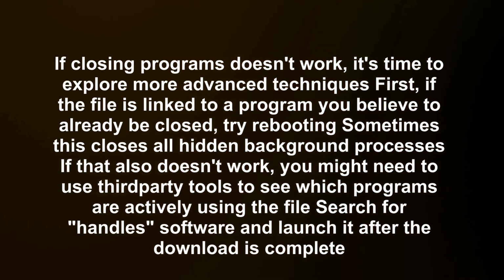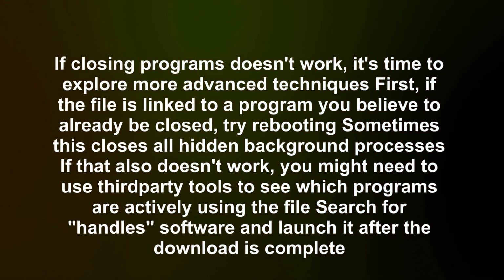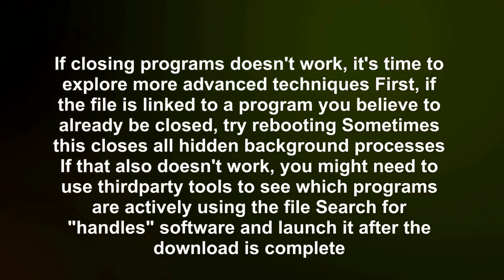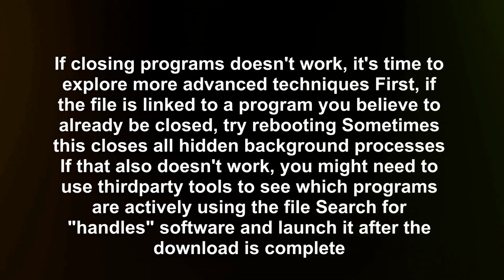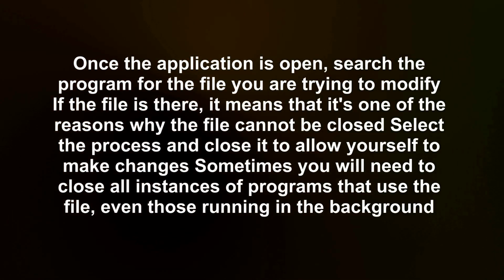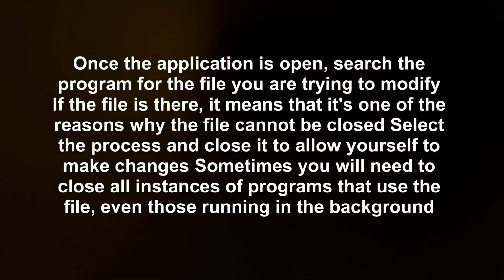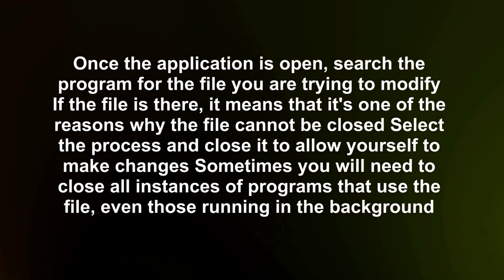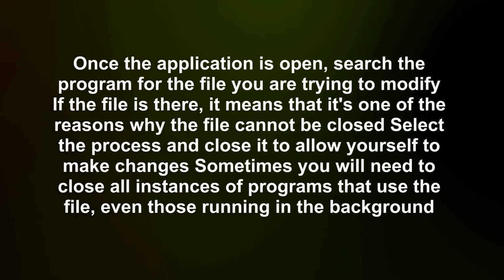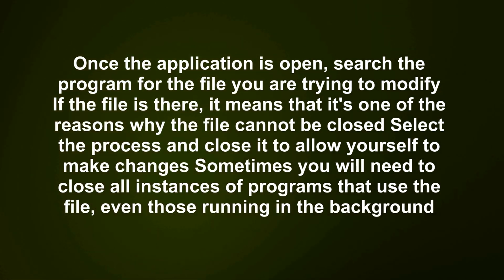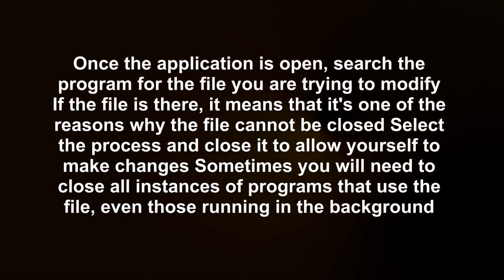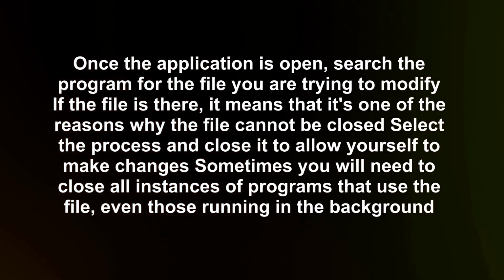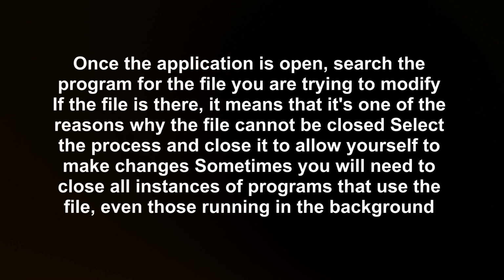If that also doesn't work, you might need to use third-party tools to see which programs are actively using the file. Search for Handles software and launch it after the download is complete. Once the application is open, search the program for the file you are trying to modify. If the file is there, it means that it's one of the reasons why the file cannot be closed. Select the process and close it to allow yourself to make changes. Sometimes you will need to close all instances of programs that use the file, even those running in the background.